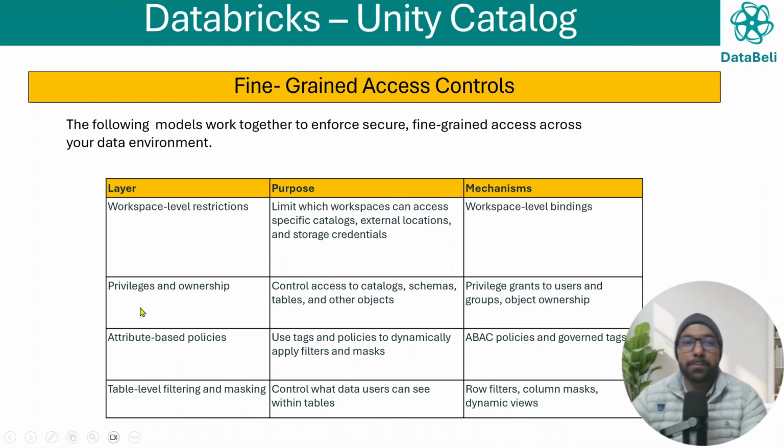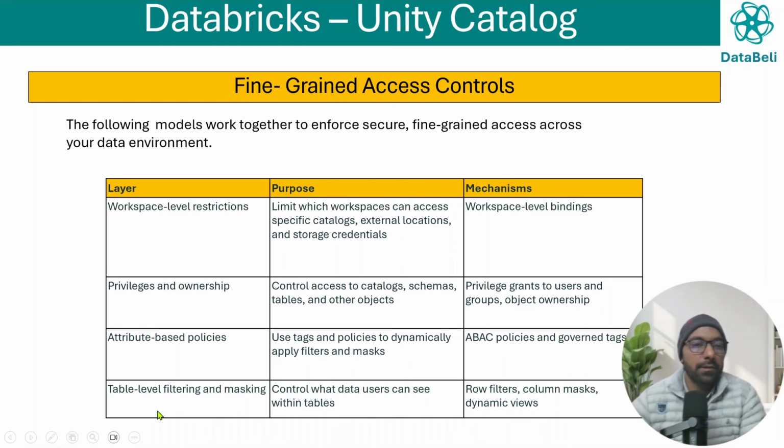And then there is privilege and ownership level. Here we can control the access on tables, catalogs, schemas, and other objects based on the users or user groups. And then there are attribute based policies. These are tag and attribute related access controls. For example, for different tables or different clusters, we provide some tags as key value pairs, and depending on those attributes, we can control the access.